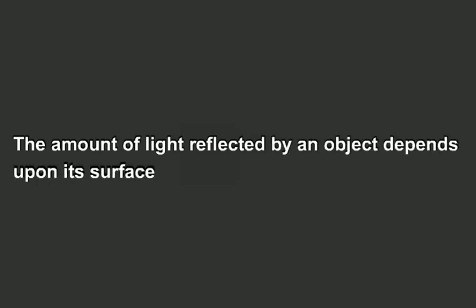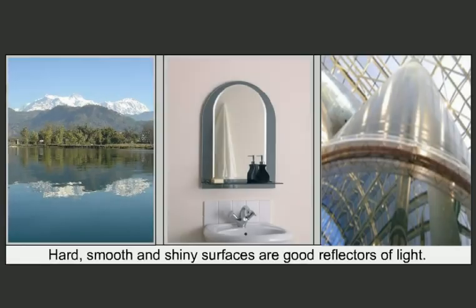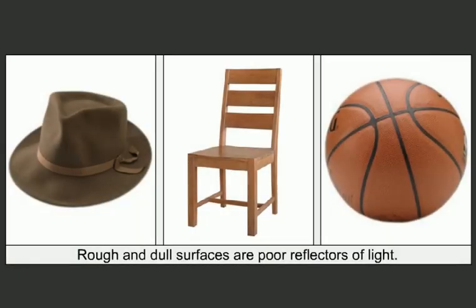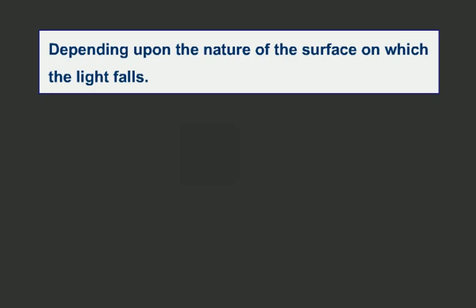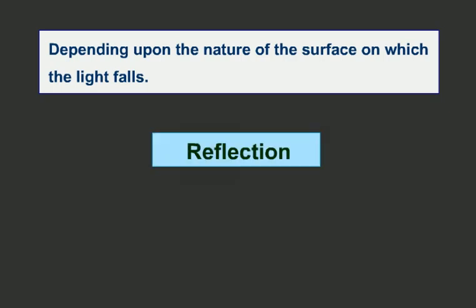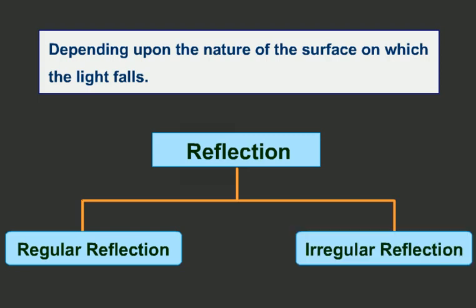The amount of light reflected by an object depends upon its surface. Hard, smooth and shiny surfaces are good reflectors of light, but rough and dull surfaces are poor reflectors of light. Depending upon the nature of the surface on which the light falls, there are two types of reflection, as stated: regular reflection and irregular reflection.